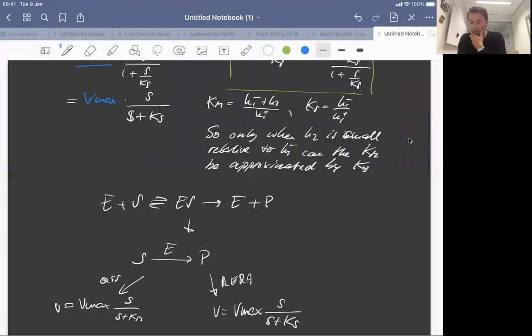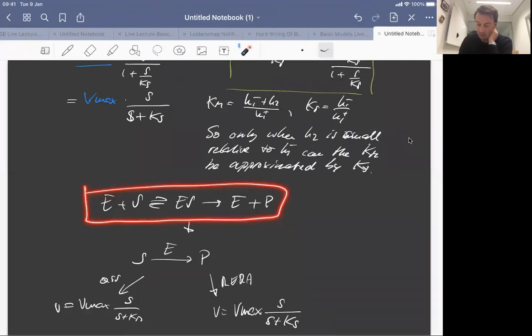Okay, so this was a very simple introduction to the essences of the rapid equilibrium approximation and the quasi-steady state approximation. And next week, we're going to continue with a few more examples, but then we're going to consider enzyme mechanisms that are more complicated and more realistic than this particular one.